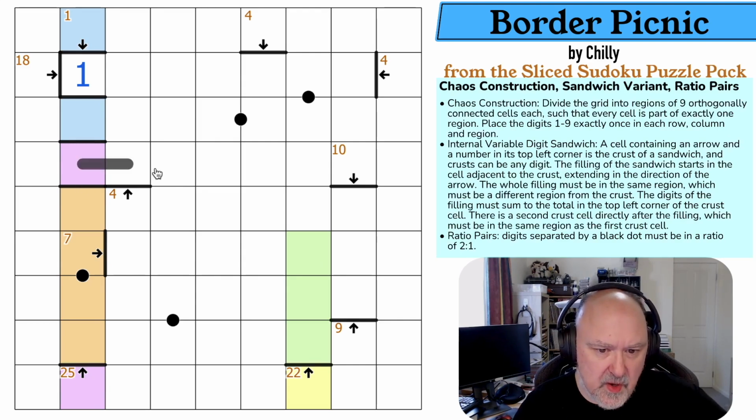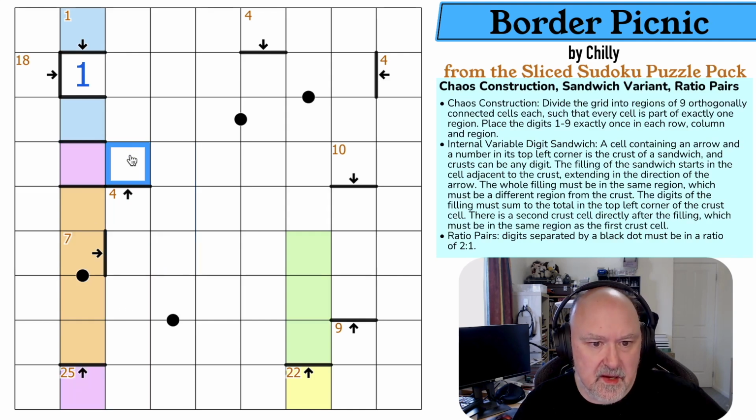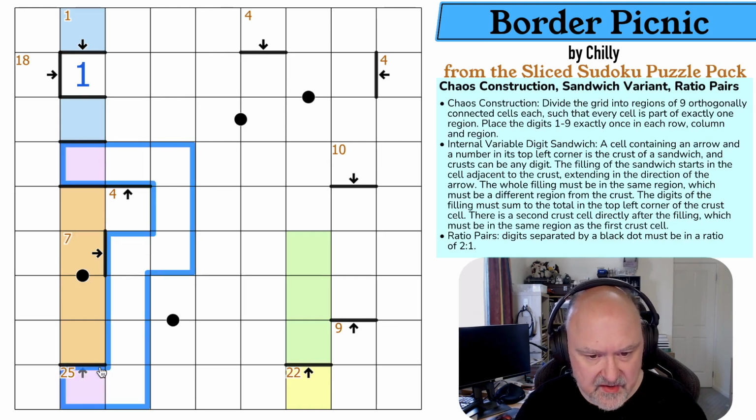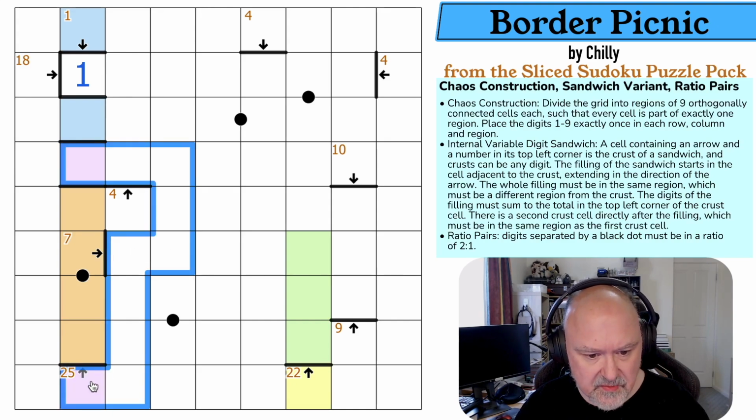But I can't go this way, can I? Because 1, 2, 3, 4, 5, 6, 7, oh, maybe if this was orange, I could do purple here and I could do a single 4 here. But then this, no, I couldn't, because I'd have to do something like that. If this was purple, man, people who are good at chaos construction, that breaks my brain. So I can't make this purple. I don't think I can take purple in this direction.